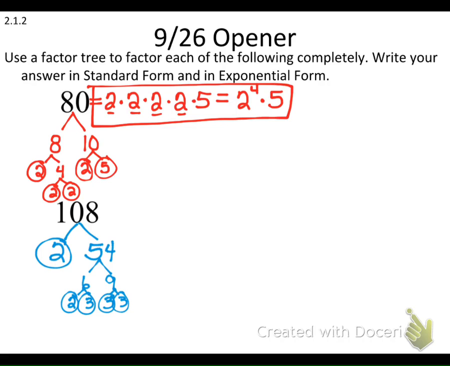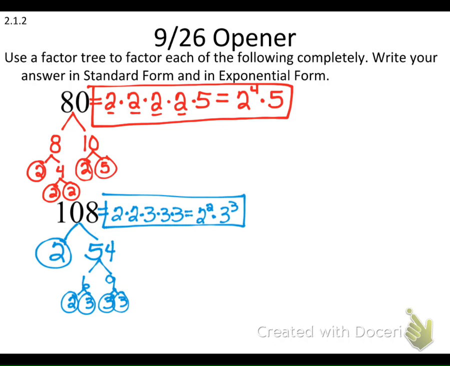I then come to my 108. I put my equal sign. I need to write my answer in standard form, which is all my prime numbers in order from least to greatest. So I'm going to write 2 times 2 times 3 times 3 times 3. Then exponential form will be 2 to the 2nd power, or 2 squared, times 3 to the 3rd power. Then I'm going to box the entire thing. That is my final answer.